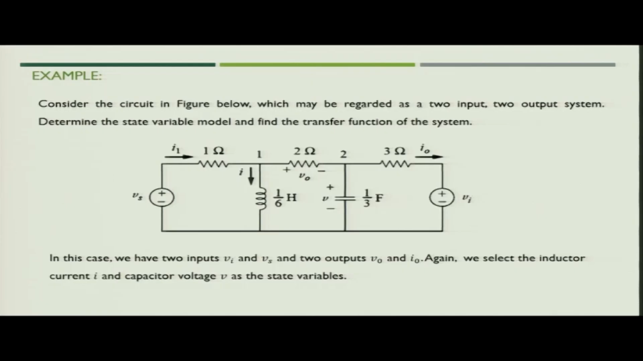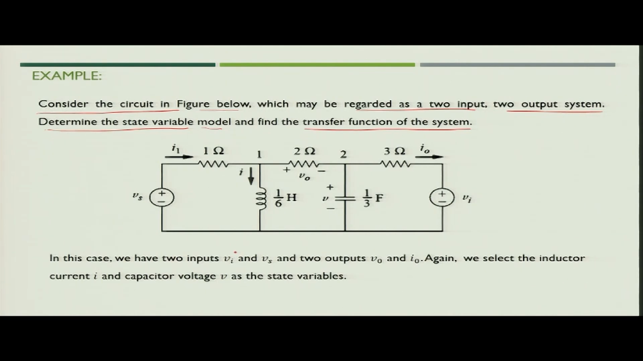Now, let us take another example. Consider the circuit shown in the figure below, which may be regarded as a 2 input and 2 output system. In the previous case, we saw a simple single output system. Here we have a 2 input and 2 output system. In this case, we need to determine the state variable model and the transfer function of the system.